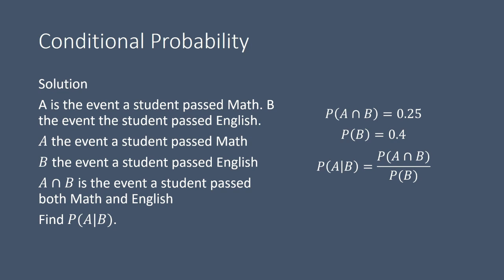P of A given B, the probability a student passed math given that he or she already passed English, is equal to this: the probability he or she passed both math and English divided by the probability he or she passed English. So it's going to be 0.25 divided by 0.4, and that is equal to 0.625.